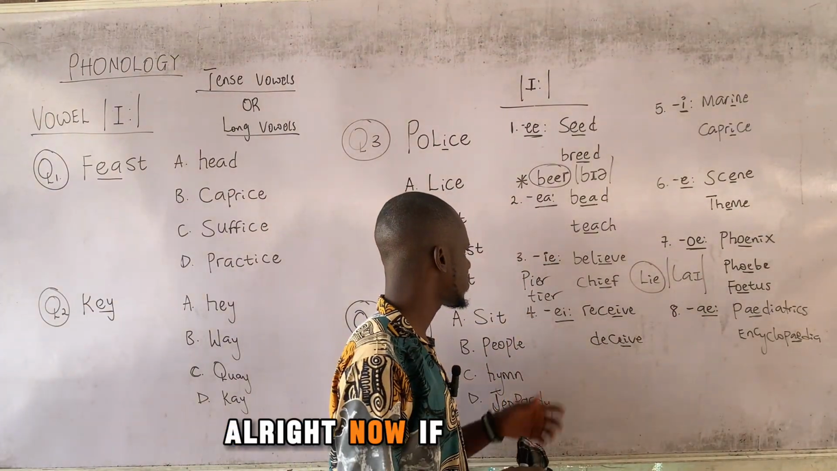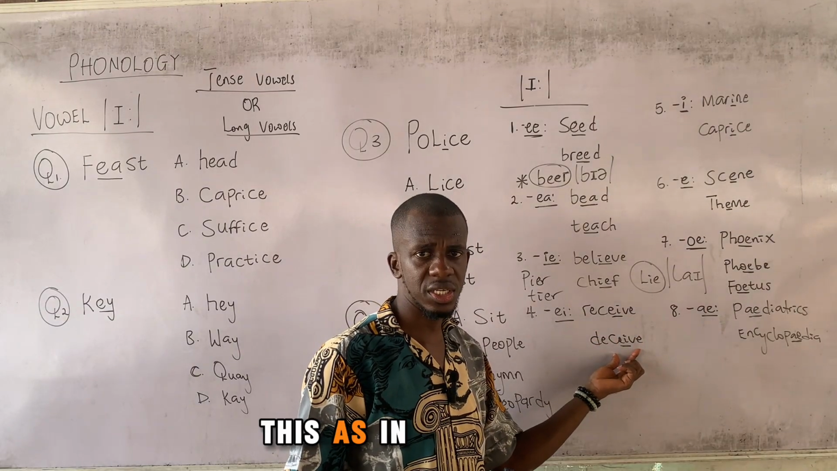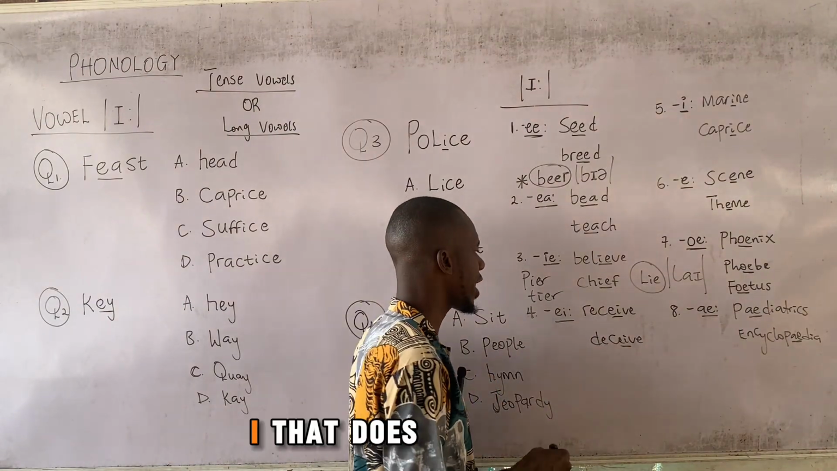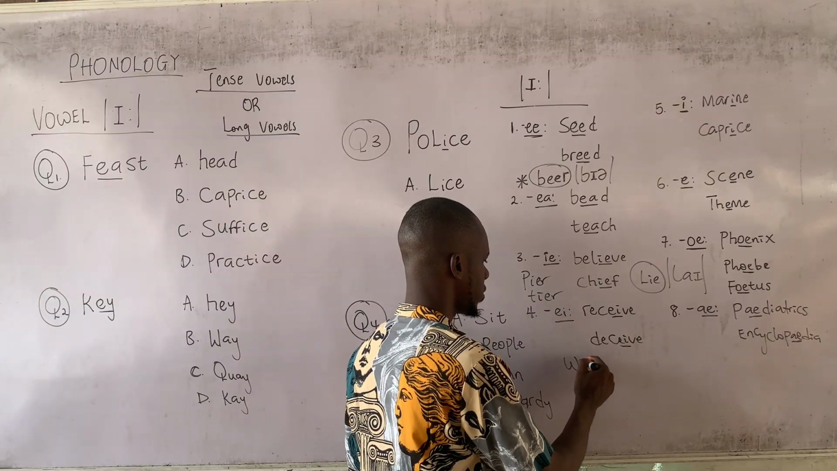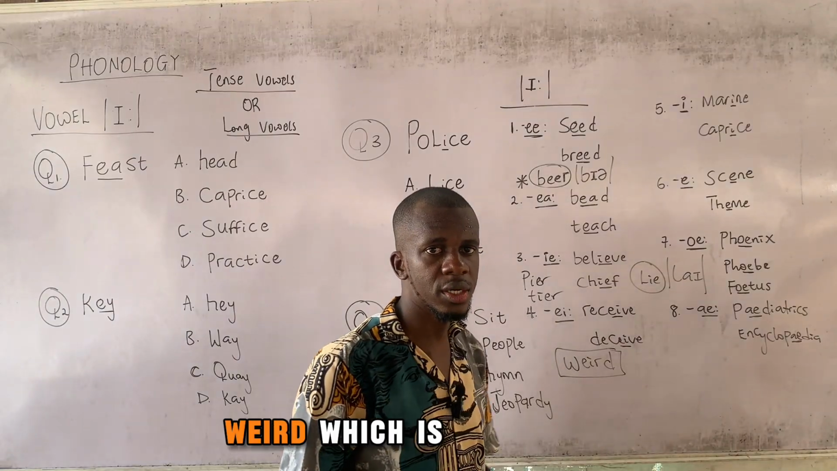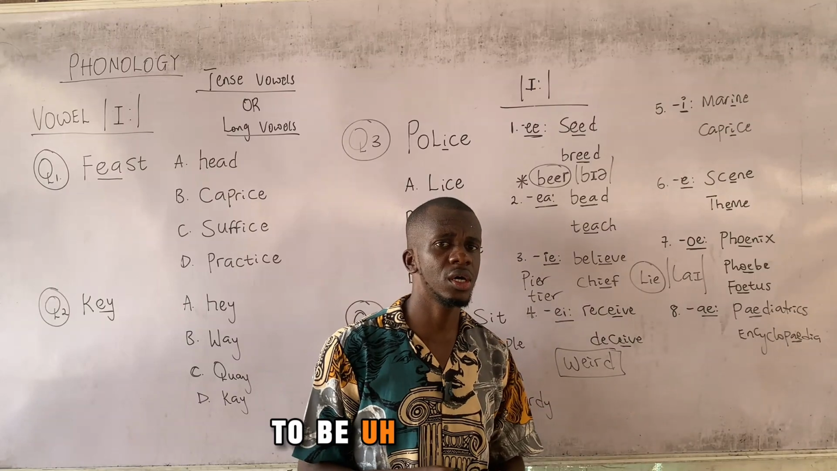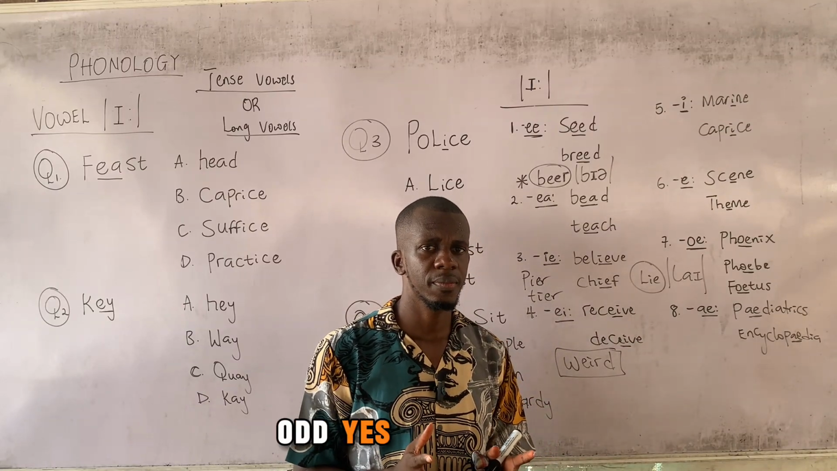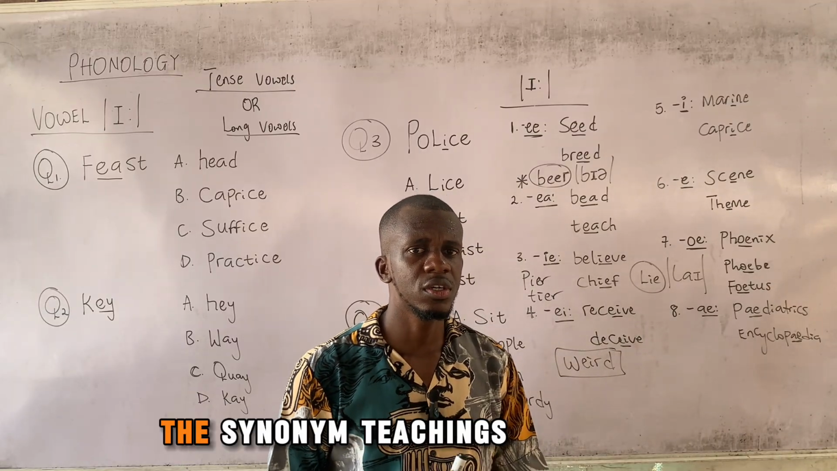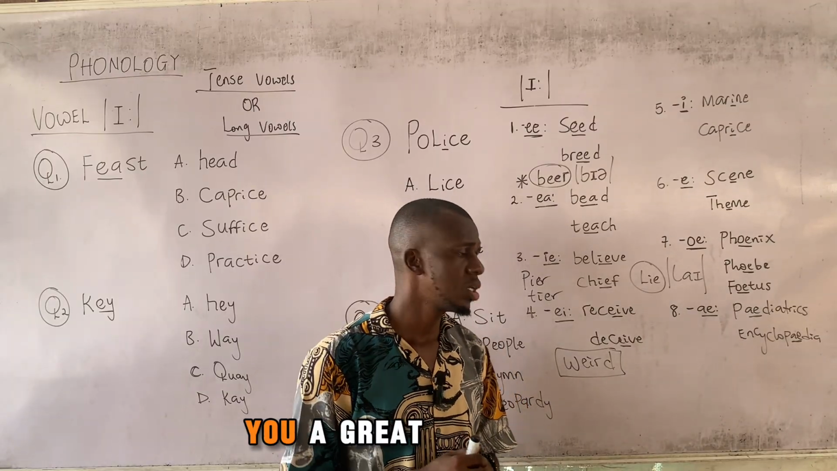Now, if a word has the letters EI, it gives us this, as seen here. Now, we have a word with EI that does not produce the long E sound. And this is the word we know as weird. Weird, which is to be strange, to be bizarre, to be preposterous, to be odd. So you should also endeavor to avail yourself of the synonym teachings, the vocabulary classes on this channel. They'll do you a great good.